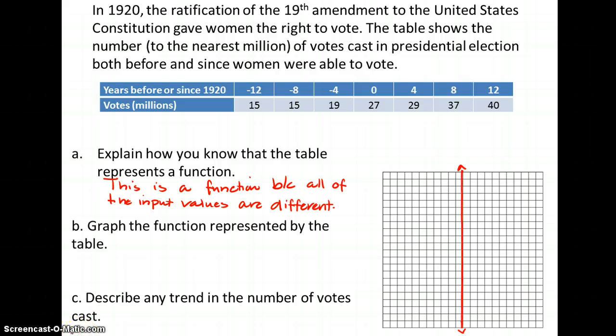Next, you look at your y values, the number of votes in millions. Our lowest number is 15 and our highest number is 40. Because there aren't any negative values, I'm going to start my x-axis down here. Draw your line now with a ruler.